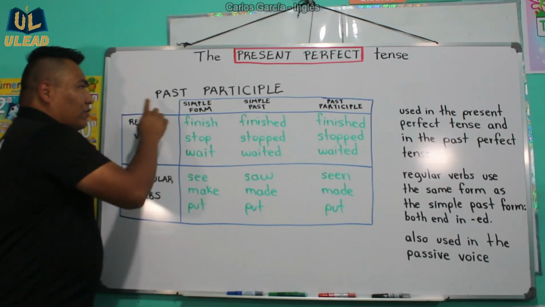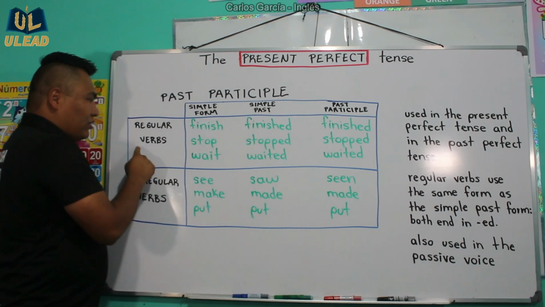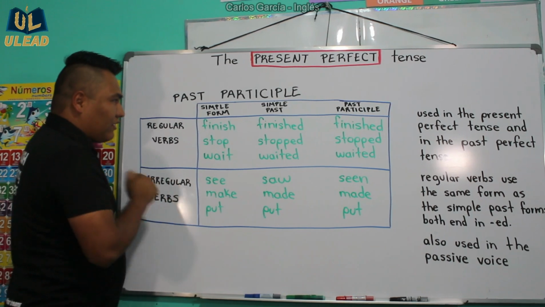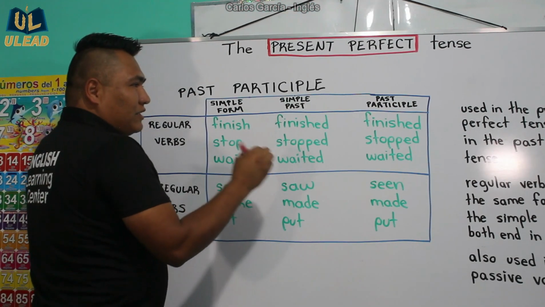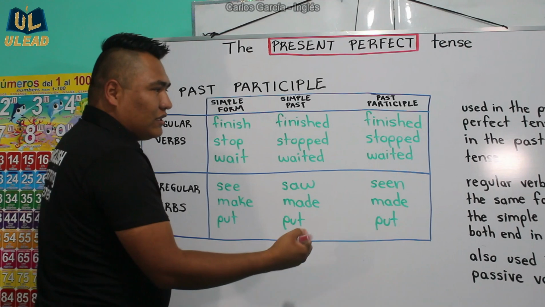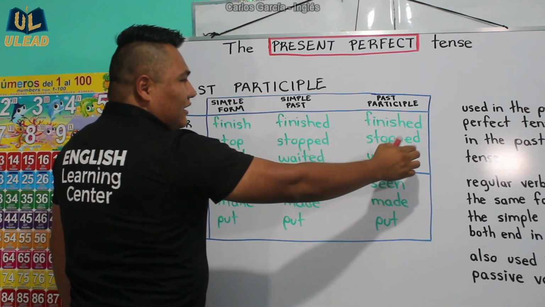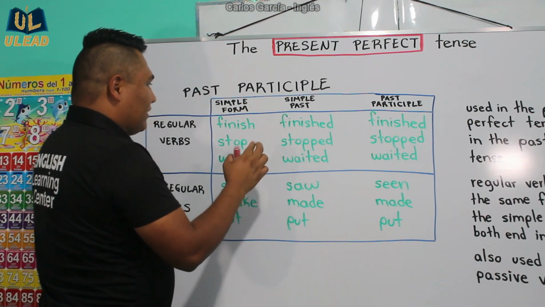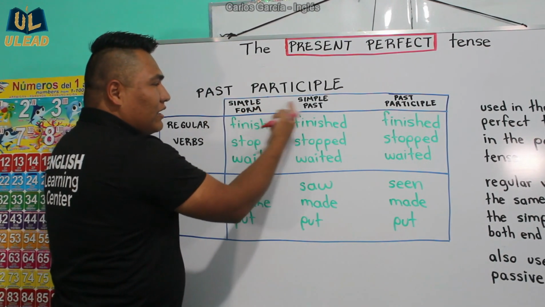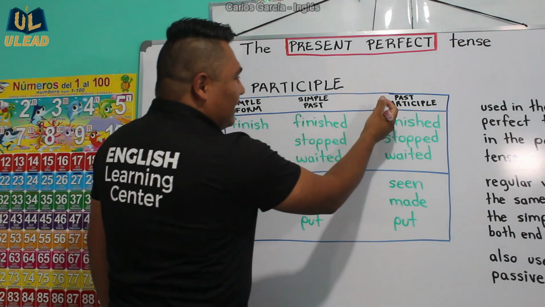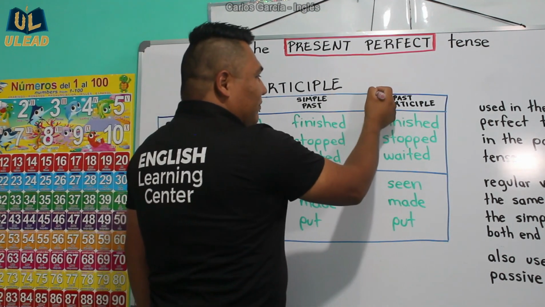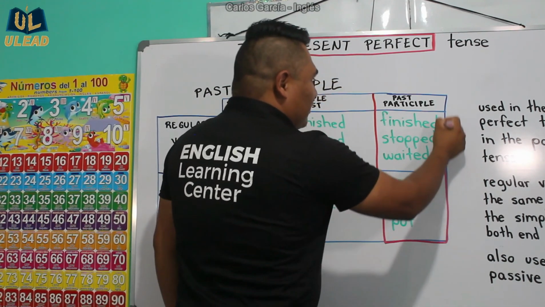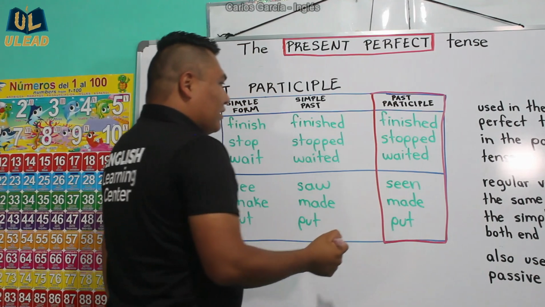So, for past participle, I want to show you how it works with regular verbs and also with irregular verbs, okay? The past participle is used in the present perfect tense and in the past perfect tense, okay? But it's one of the main parts of the verb. We have here simple form, simple past, and then here comes the past participle, okay? This is the past participle of all of these verbs that I have on the board, okay?